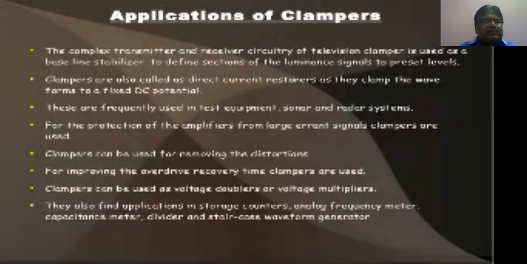Applications of clampers. In the complex transmitter and receiver circuitry of television, a clamper is used as a baseline stabilizer to restore sections of the luminance signals to preset levels. Clampers are also called DC restorers as they clamp the waveforms to a fixed DC potential. So these are frequently used in test equipment, sonar and radar systems. For the protection of amplifiers from large error signals, clampers are used.